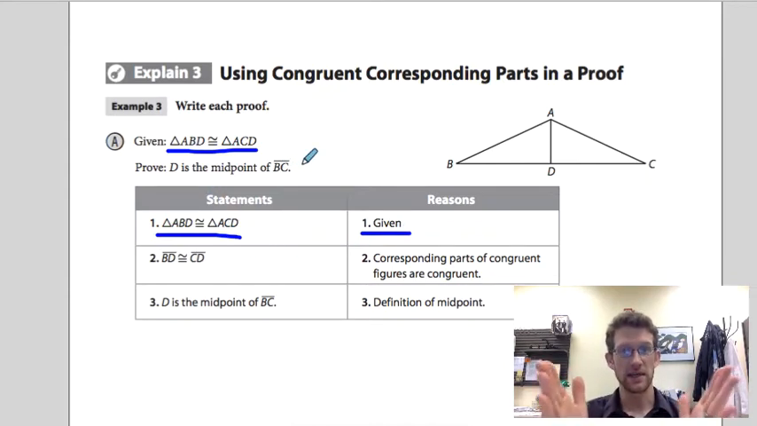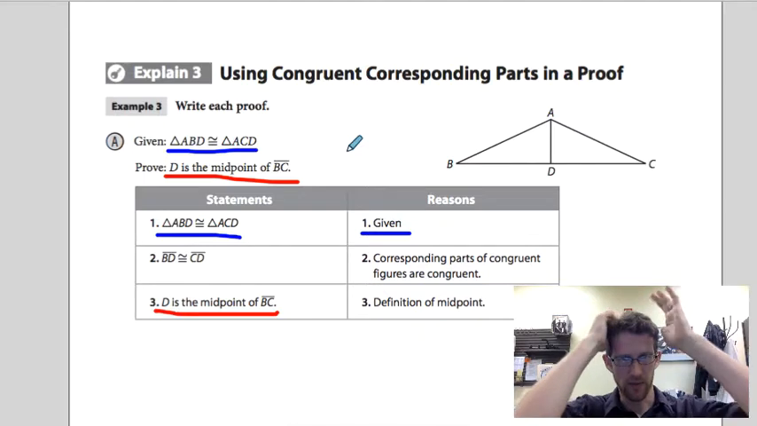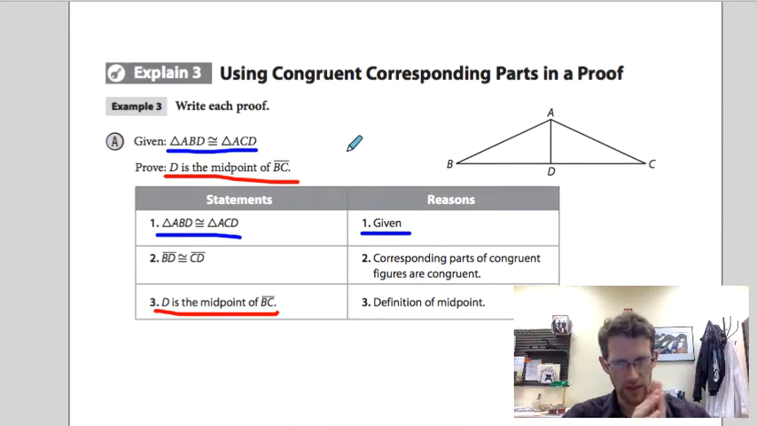The other really easy cell to do on proofs is the bottom left cell. Whatever you are trying to prove is in the bottom left. So D is the midpoint of BC. These three cells should be super easy to fill out every single time. You fill out the givens, and you say given for your reason, and then whatever you're trying to prove will be provided as well, and you put that down here in the very last statement box.